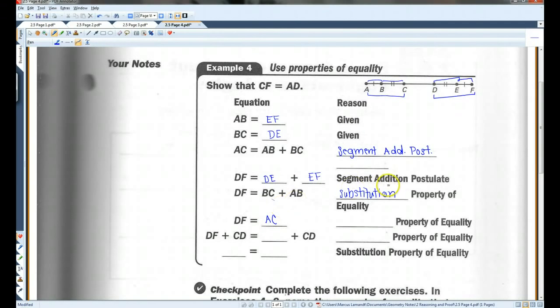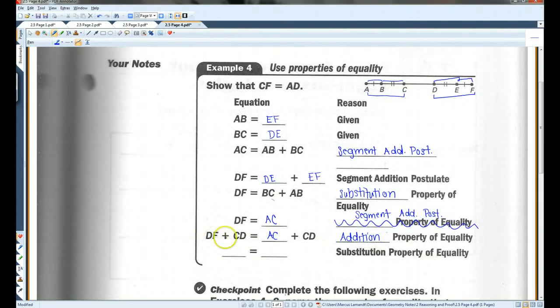Okay? You know what? This is incorrect. This should be the segment addition postulate. Okay, so go ahead and cross that out. Alright, so from here, DF plus CD is the same thing as AC plus CD. You can add CD to both sides. That's the addition property of equality.